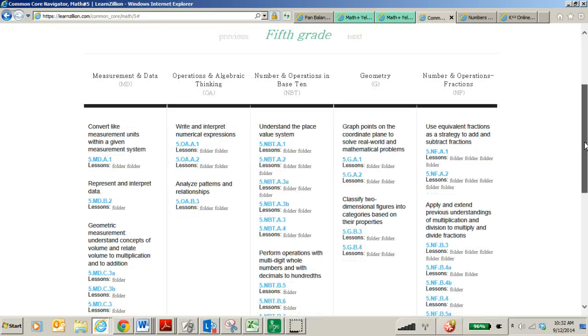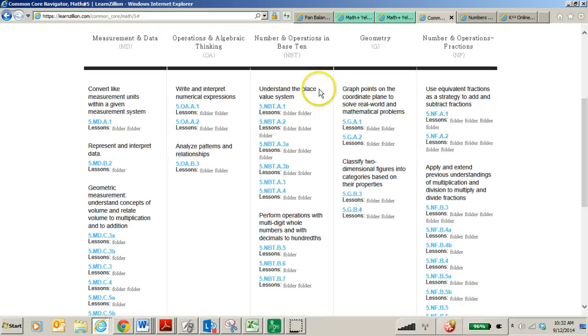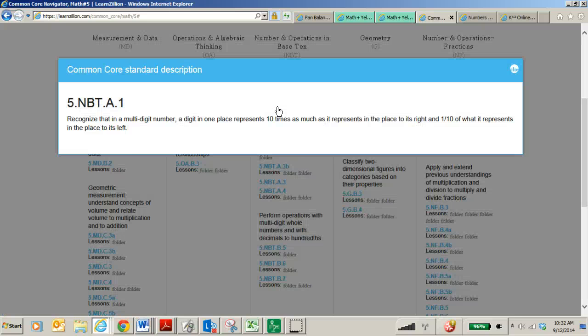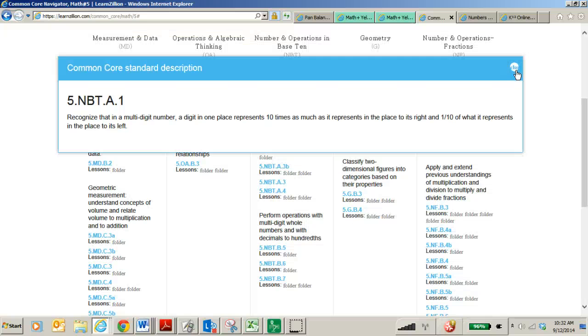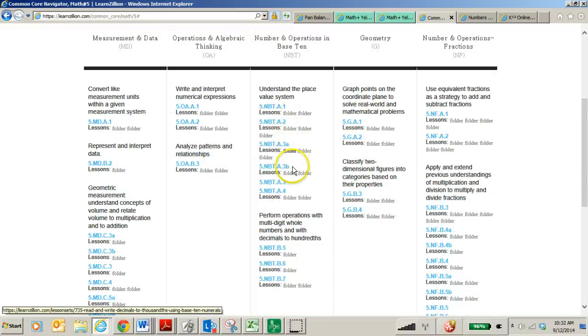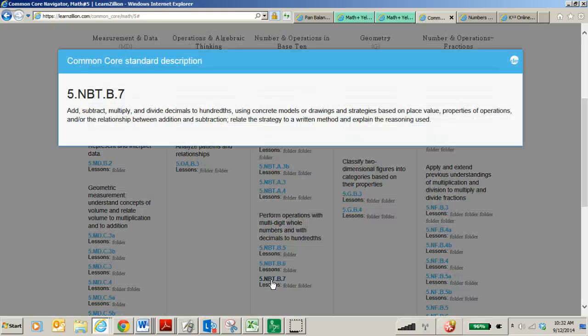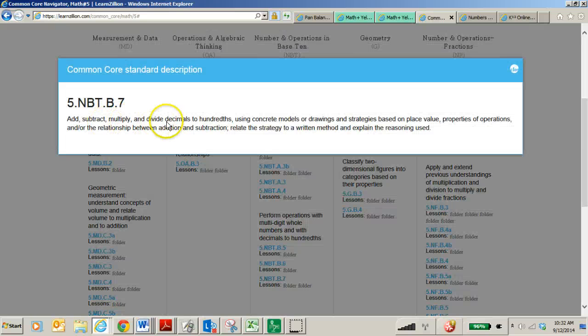When you hover over, this is still talking about understanding the place value system. You can hover over any of these and it will tell you what that standard is. And then you can click on any of these folders to review lessons. Right here it says perform operations with multi-digit whole numbers and decimals. Right down at the bottom is division, I believe. Let me see. No, it's add, subtract, multiply, and divide decimals.